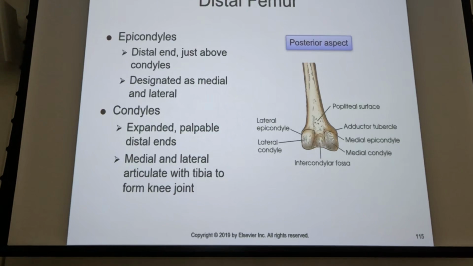So anyway, on the distal portion of the femur, on the posterior surface, you've got what we refer to as the intercondylar fossa. So it's the popliteal surface, the back of the knee, everything else we've already talked about.